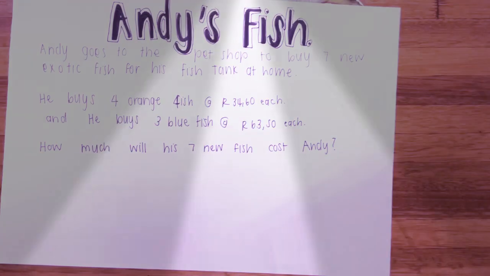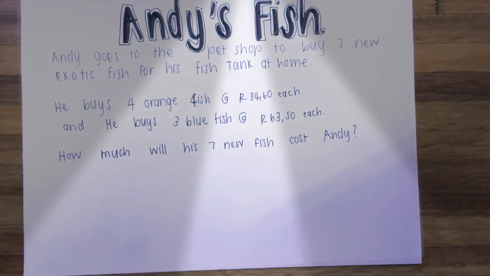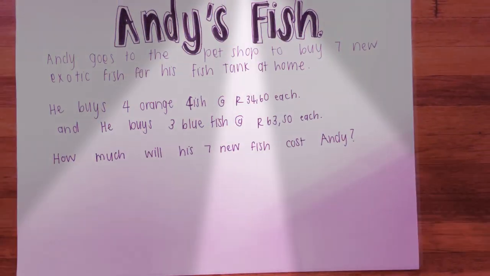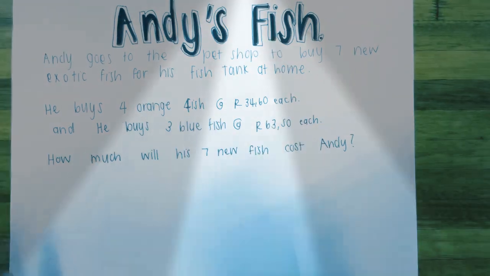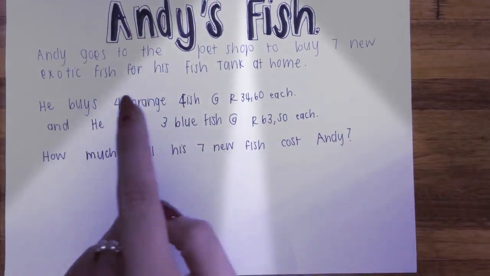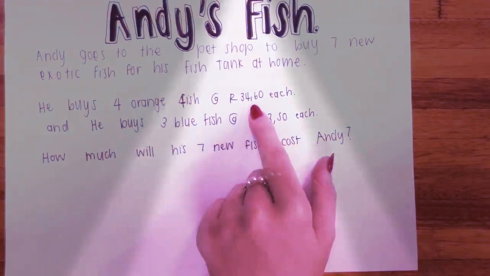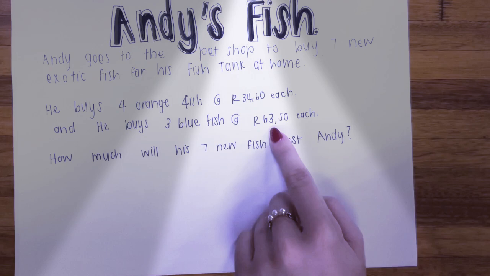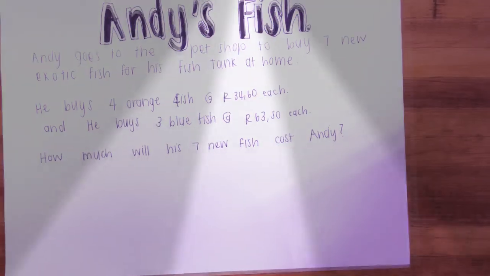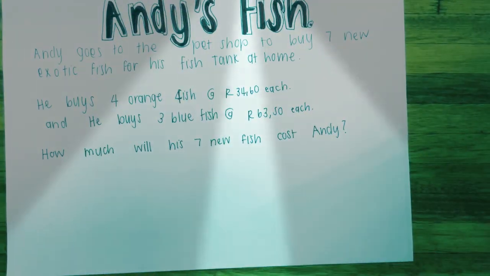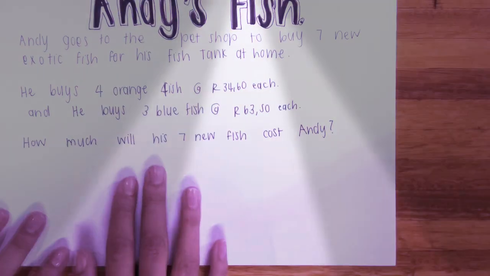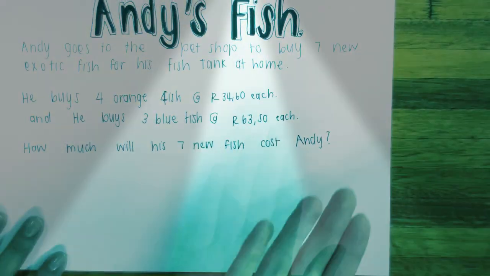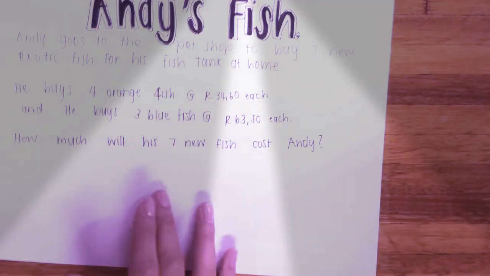So you can read it by yourself again, and then tell me what do you understand about this problem. Okay. Do I need to read it out loud? You can read it by yourself or out loud. So what I understand is that you need to multiply the 4 orange fish by 34 Rand 60 each. Yes. And then you need to multiply the 3 blue fish by 63 Rand 50 each. And then you combine the two answers to get the final. Yes, so we add up the 4 orange fish and the 3 blue fish to get a sum total, and then we know how much the 7 fish will cost.